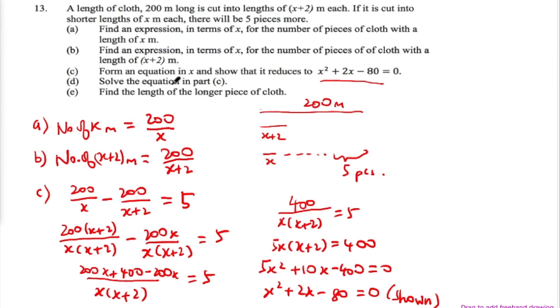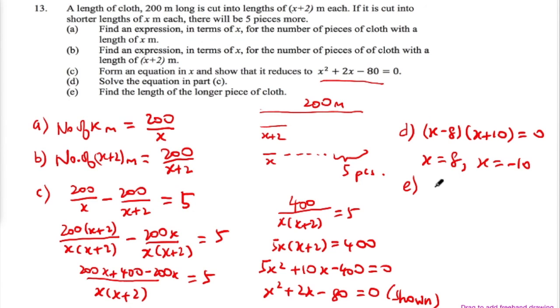In the next part, we need to solve the equation. Since the equation can factorize, we can factorize it to (x minus 8)(x plus 10) equals 0, thereby giving us two answers, x equals 8, x equals negative 10. And since x equals negative 10 will give us a negative length, therefore we reject it.